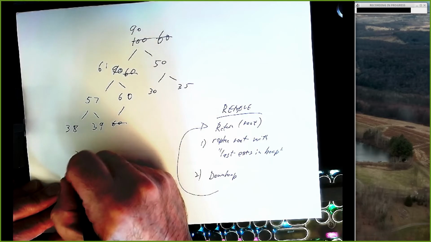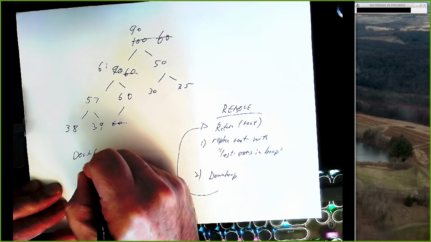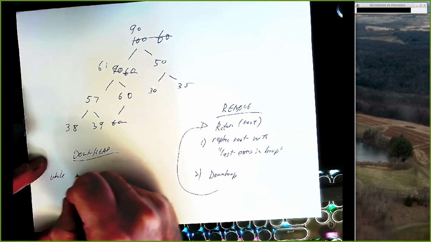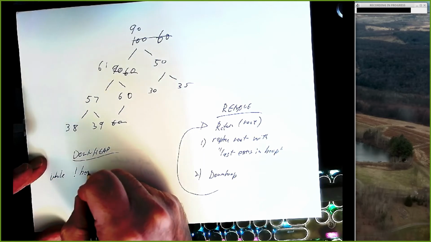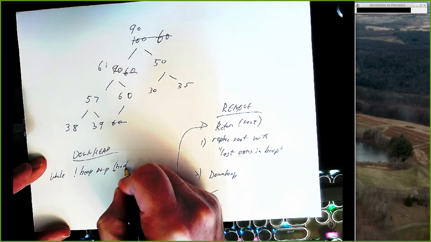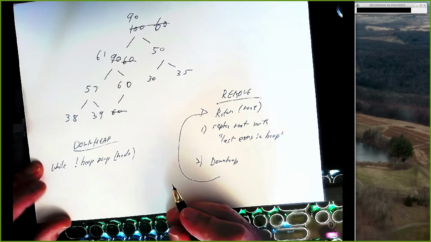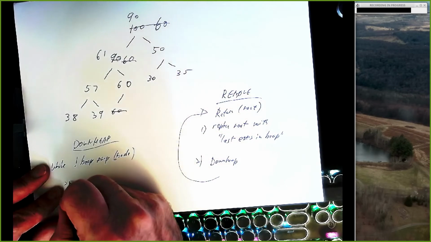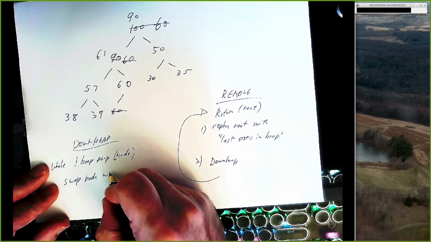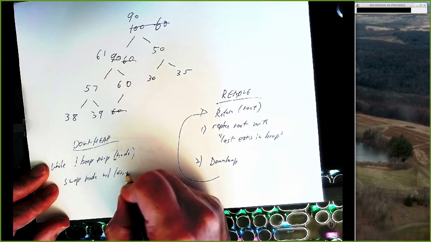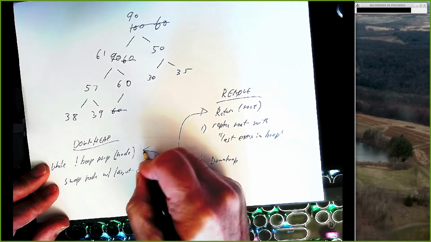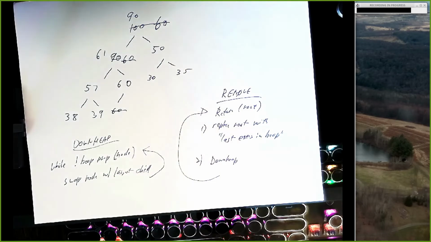So downheap. While the heap property at some node is not satisfied, swap the node with the largest child, and then go back up there and check the heap property at that child.